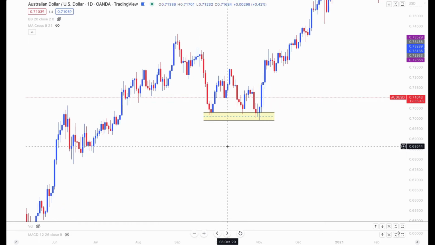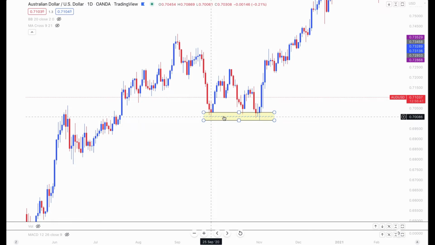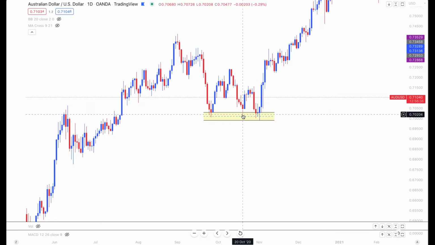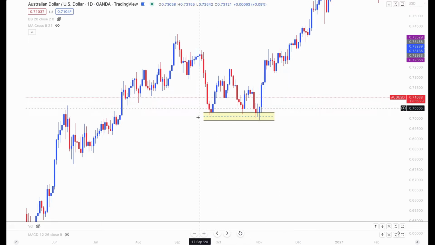Now we can see how long this level held. Check it out. This happened on the 25th of September 2020. Price came back down to the same level on the 20th of October 2020, and came back down again to the same level on the 2nd of November 2020. So we can automatically see that this is a very strong level of support. We can call this a major level of support. Price respects this level. It always bounced from this level. It did not break through.